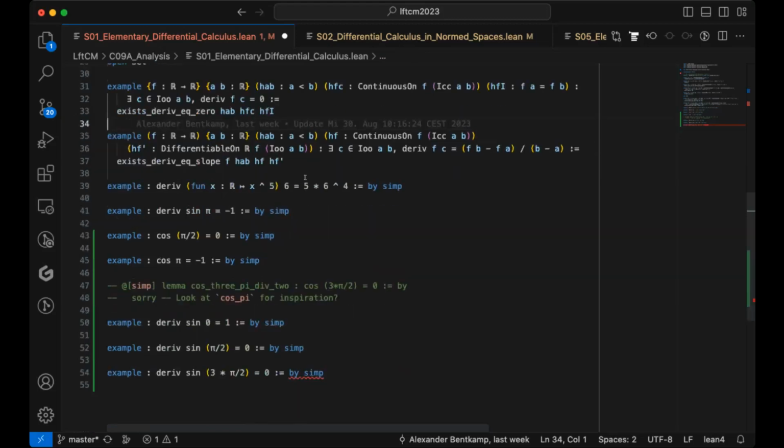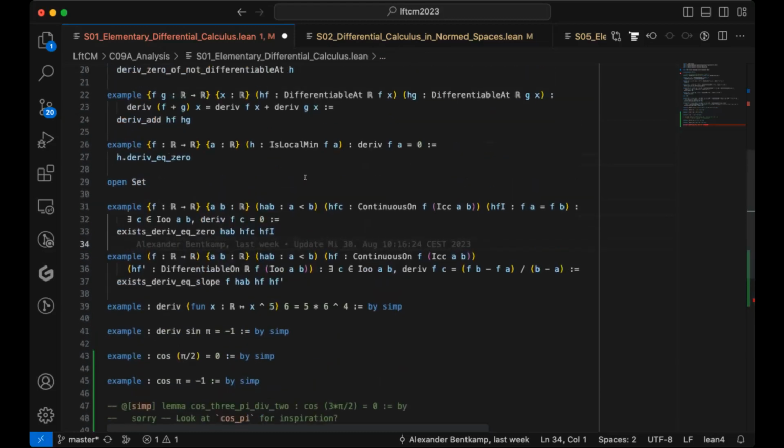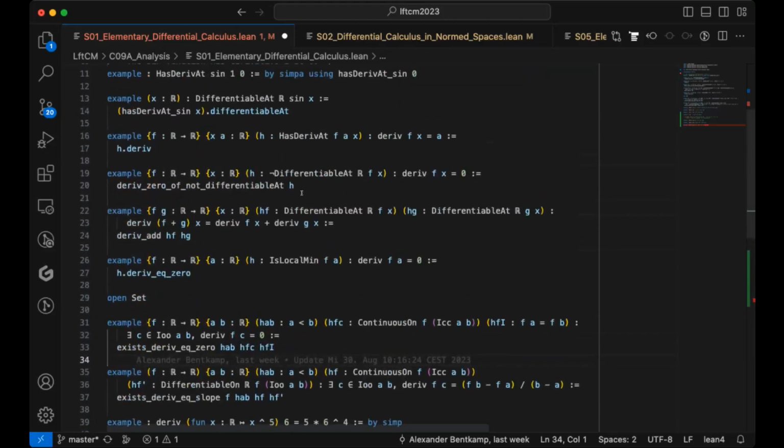Sorry, could you maybe just go back to the previous example? I think I'm confused by the dot notation. Yes, the h dot derivative equals 0. H is a proof of a being a local minimum. Yes, that's a really good thing to highlight. So, dot notation.